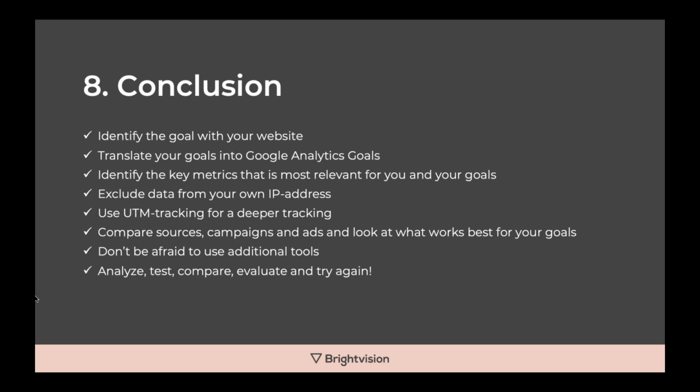Great. That is actually the big part of it. So I just want to make some conclusions. Firstly, start with identifying your goals with your website. What is important for you is what you want to track. Then we need to translate the goals that you have with your website into Google Analytics goals. After that, we need to identify the key metrics that are most relevant for us and our goal, so that we always look at the right numbers.